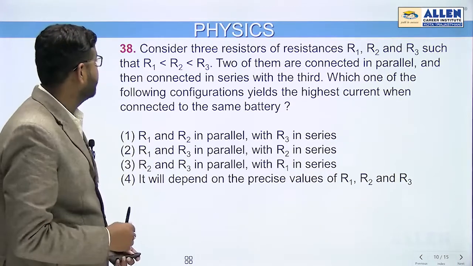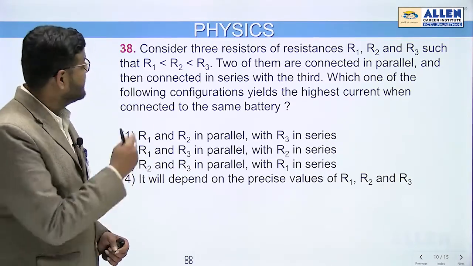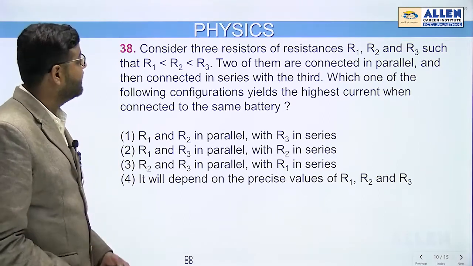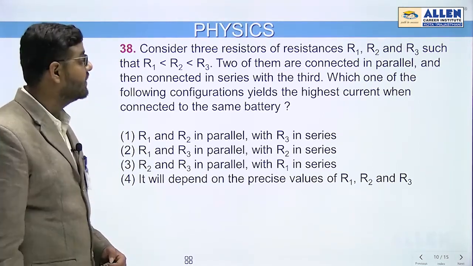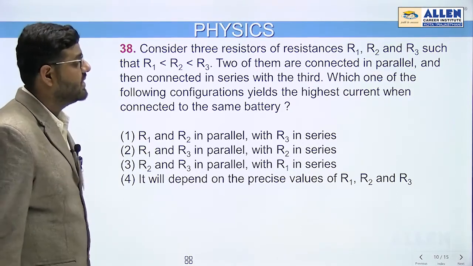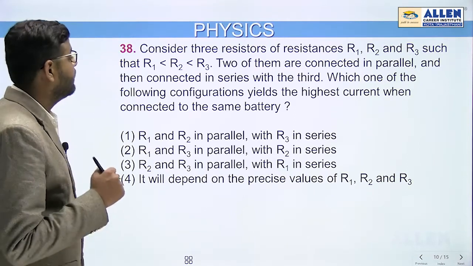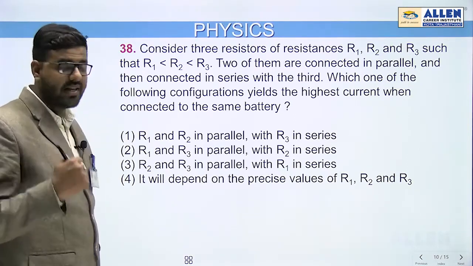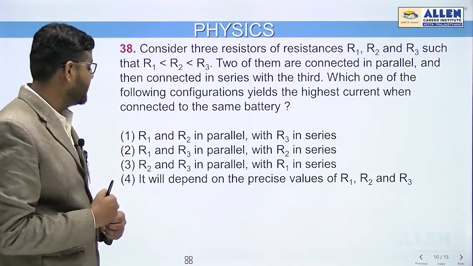Now let us see the next question, that is question number 38. Consider 3 resistors of resistances R1, R2 and R3 such that R1 is less than R2 is less than R3. Two of them are connected in parallel and then connected in series with the third. Which one of the following configurations yields the highest current when connected to the same battery? So we have four options here.